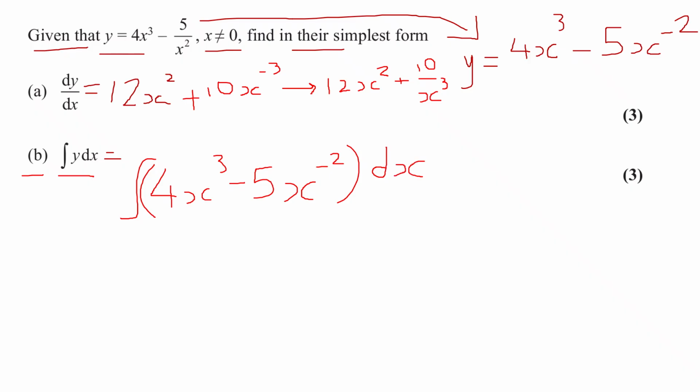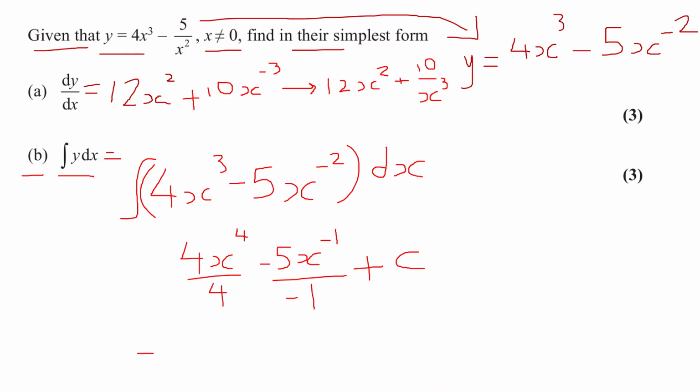So I'm going to add 1 to the power, so it becomes 4x to the power of 4, and then divide by that new power, so divide by 4. Then we have minus 5x, we add 1 to the power, so it becomes negative 1, and divide by negative 1, and then don't forget that plus c, the constant of integration, because this is an indefinite integral. There are no limits. If there are limits, then there's no need for that plus c.